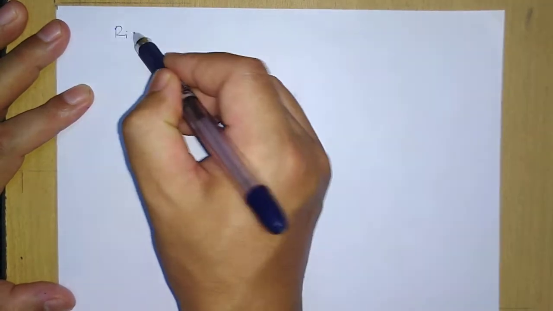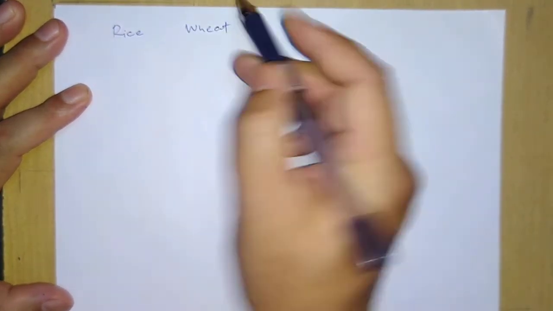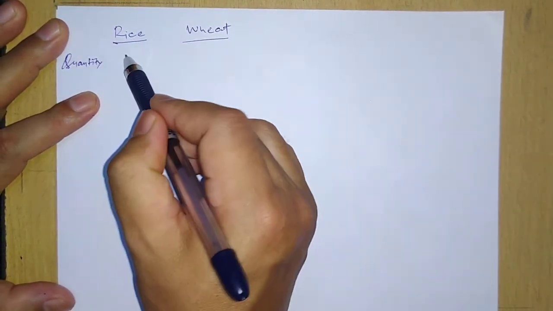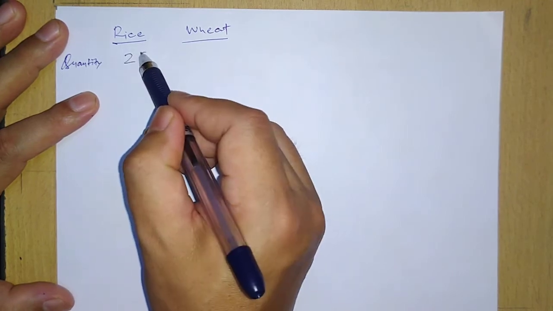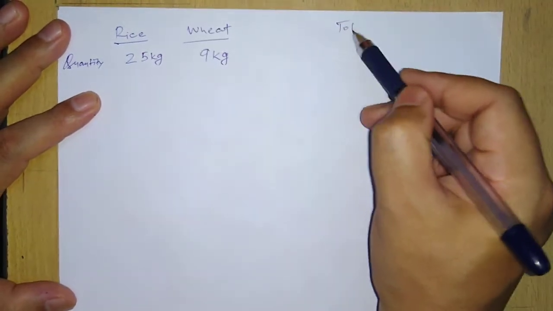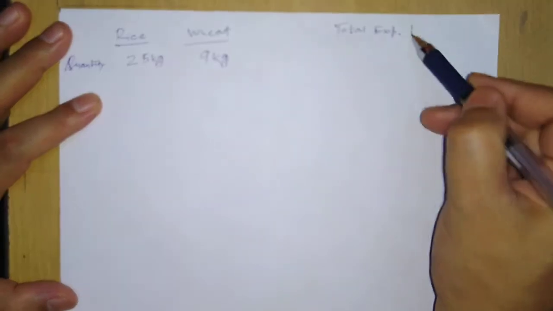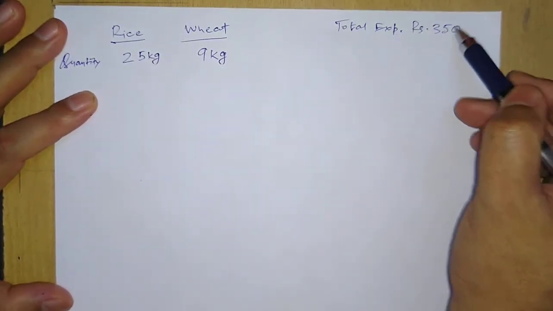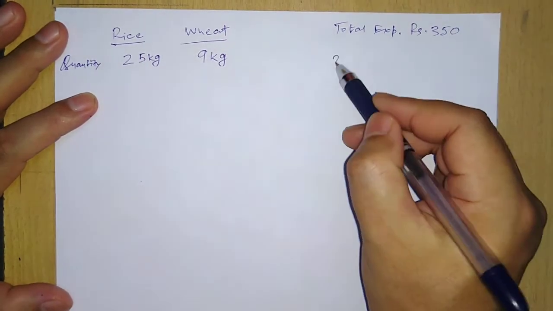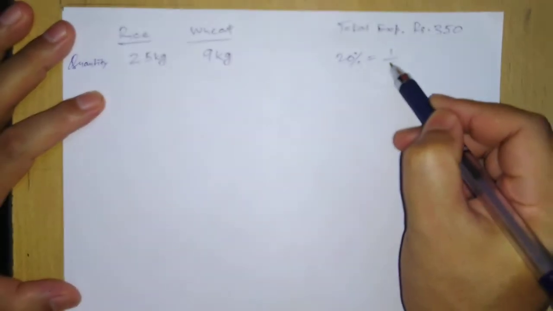In this question, it's given a family consumes 25 kg of rice and 9 kg of wheat per month and spends rupees 350. So we have rice and we have wheat, and the quantity is how much? Rice is 25 kg and wheat is 9 kg, and the total expenditure is rupees 350. The price of the rice is 20% of the price of wheat. 20% is how much? 1 by 5.